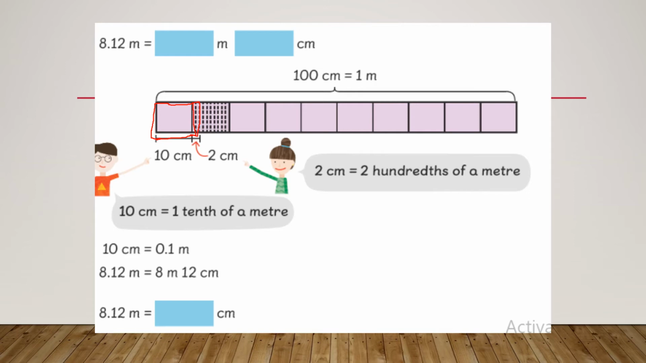So 10 centimetres equals 0.1, and adding another 0.02 gives us another 2 centimetres, as we can see here. So 8.12 metres is the same as 8 metres and 12 centimetres. If we were going to count them all up, we know that 800 centimetres is the same as 8 metres, so it's 812 centimetres.